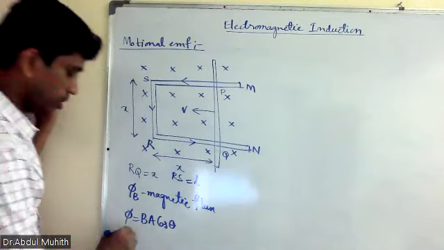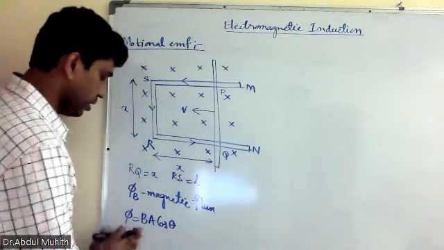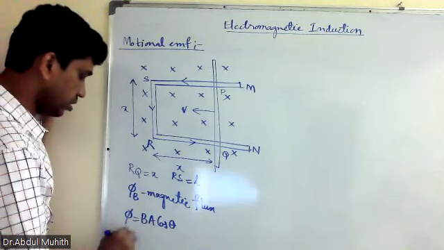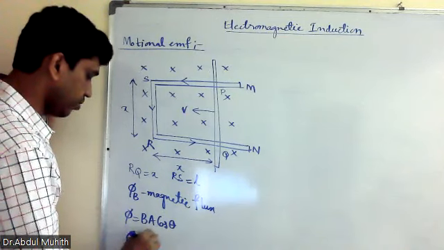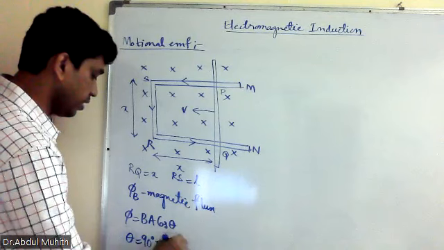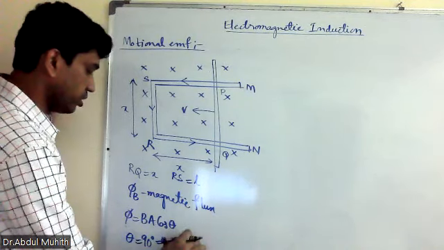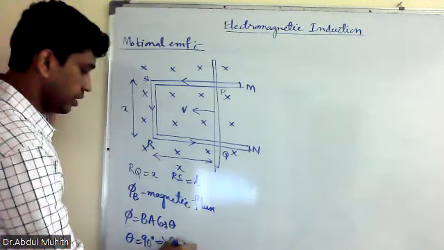So what is the formula here? We write phi b, because here we are taking theta is equal to how much? Theta is equal to 90 degrees. So what will happen now? Cos 90 is equal to 0, right?